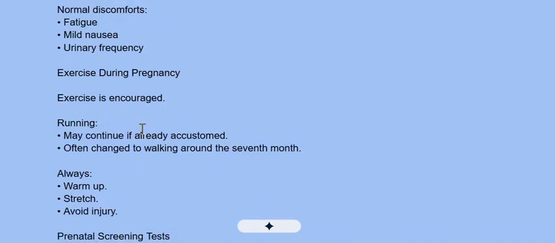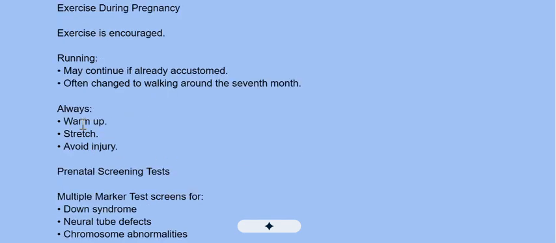Exercise during pregnancy. Exercise is encouraged. Running may continue if already accustomed, often changing to walking around the 7th month. Always warm up, stretch, and avoid injury.